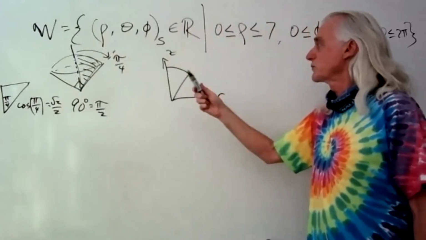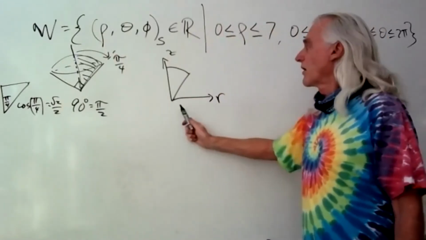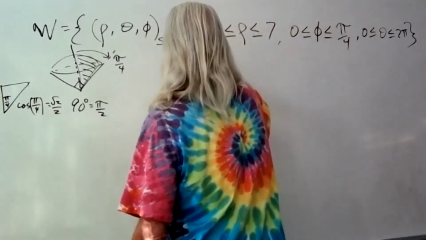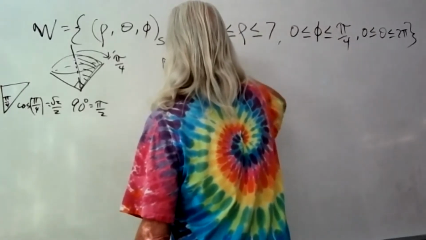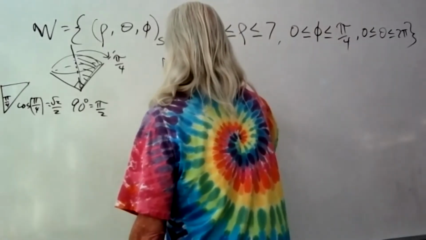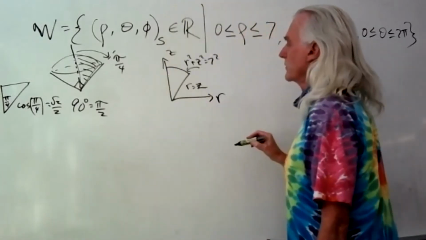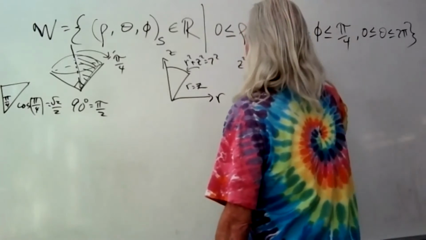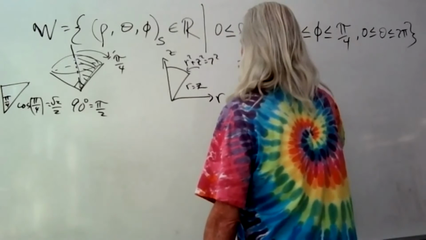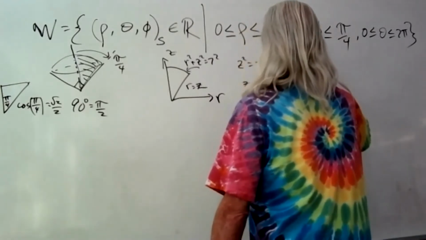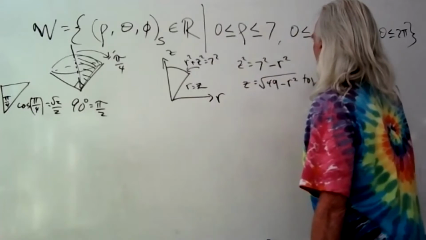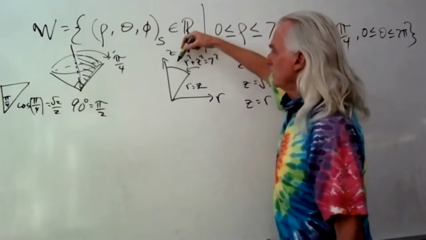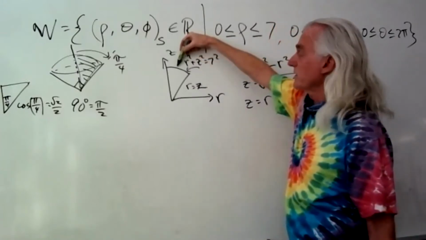So theta goes from 0 to 2 pi. Here's the R radius, the distance from any point to the z-axis. And this is R squared plus Z squared equals 7 squared on top, and this is R equals Z on the bottom. If I solve that one for Z, I get Z squared is 7 squared minus R squared, or Z is square root of 49 minus R squared. That's the top, and Z equals R is the bottom. Right, there's Z, that Z is that square root of 49 minus R squared.